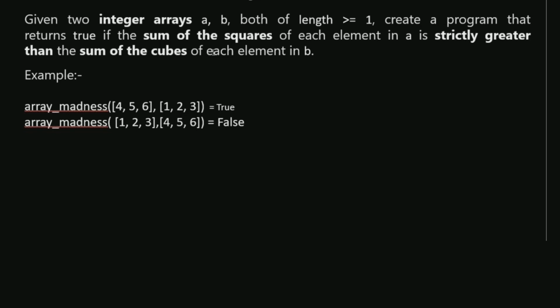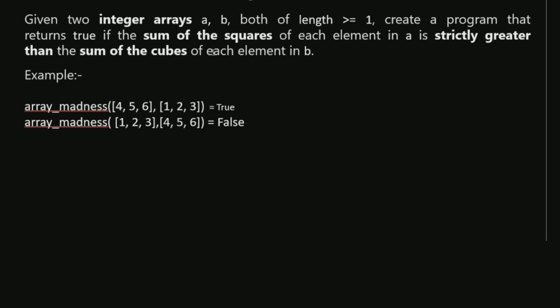Array madness. Array comes with some integers. So this is a numerical problem. Given two integer arrays A and B, both of length greater than or equal to 1, create a program that returns true if the sum of the squares of each element in A is strictly greater than the sum of the cubes of each element in B. So what the question means, there are two arrays A and B.